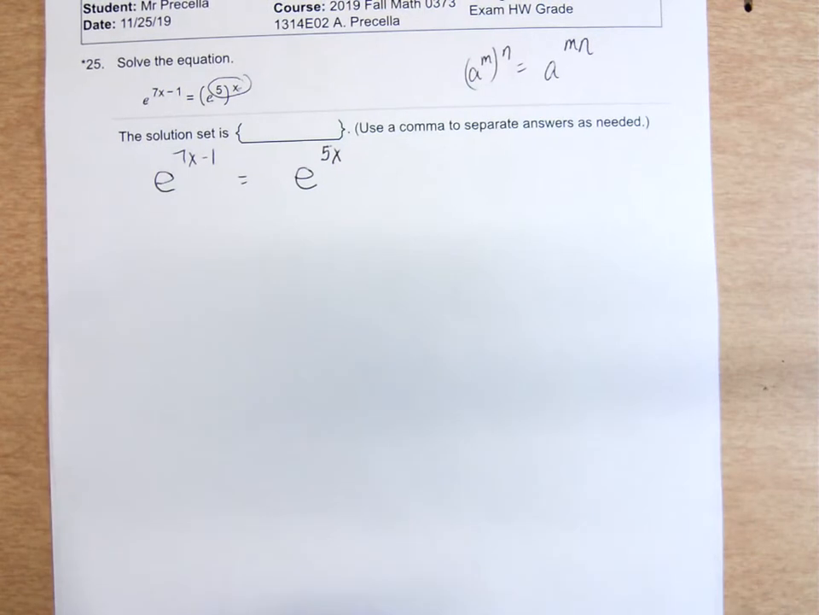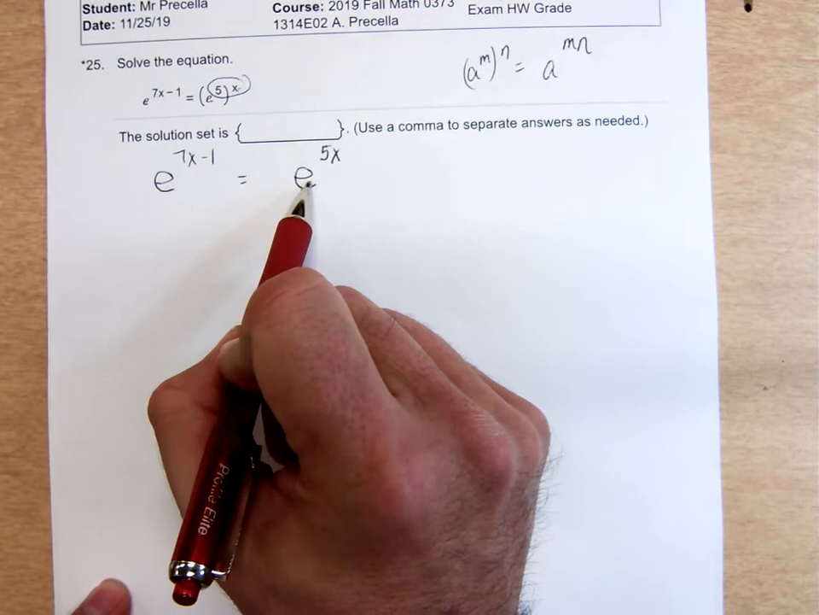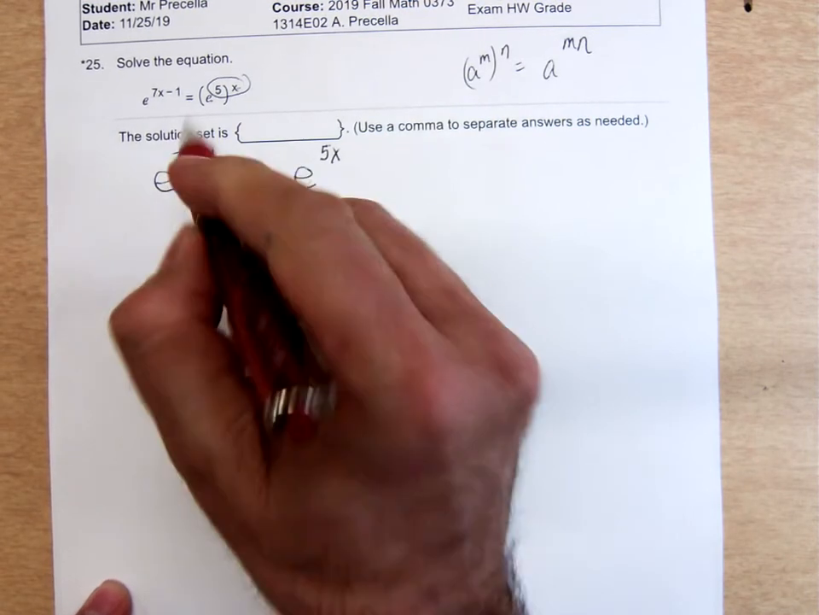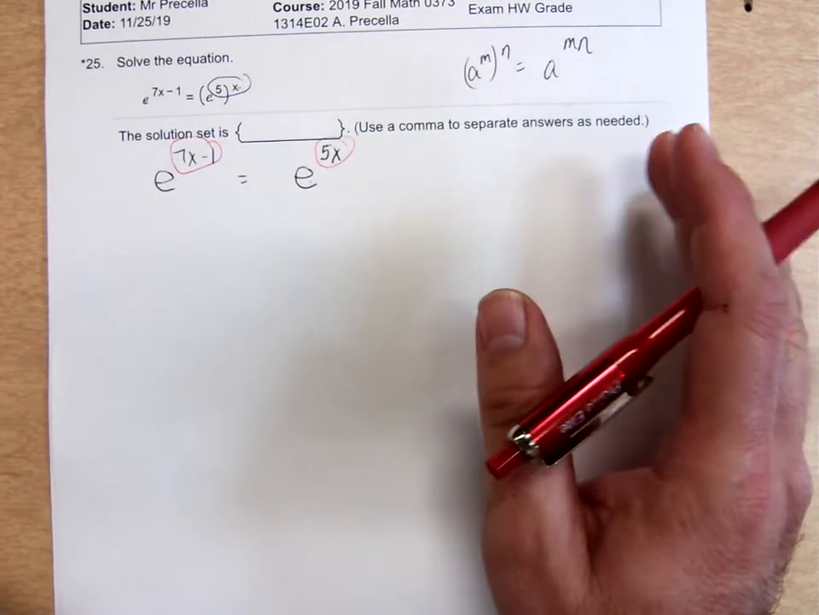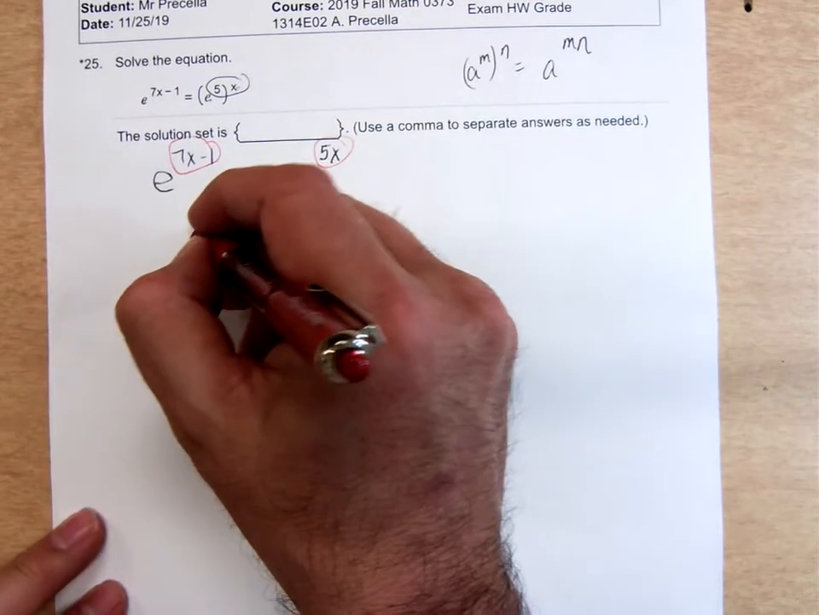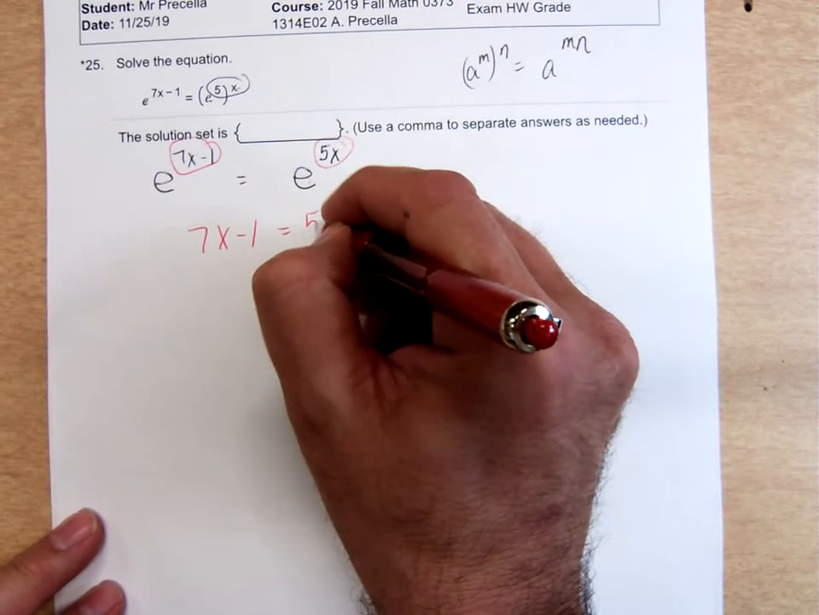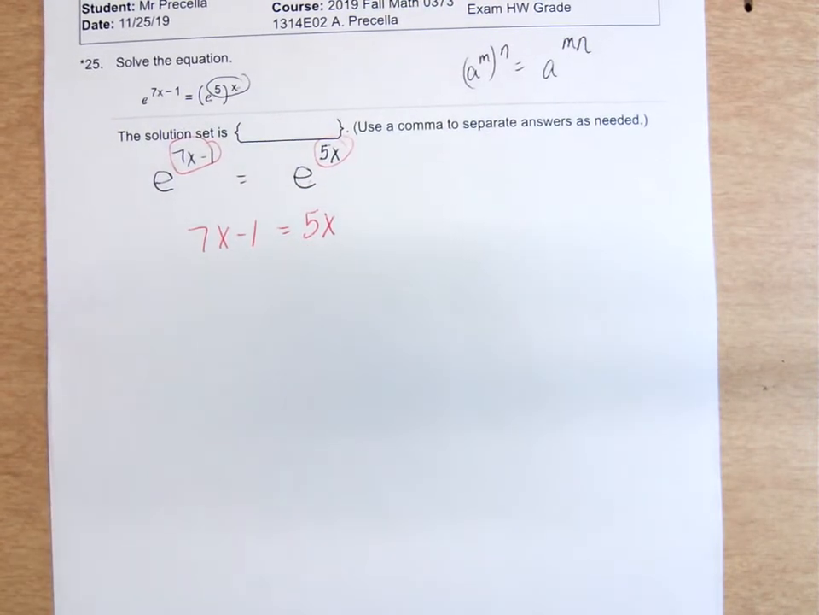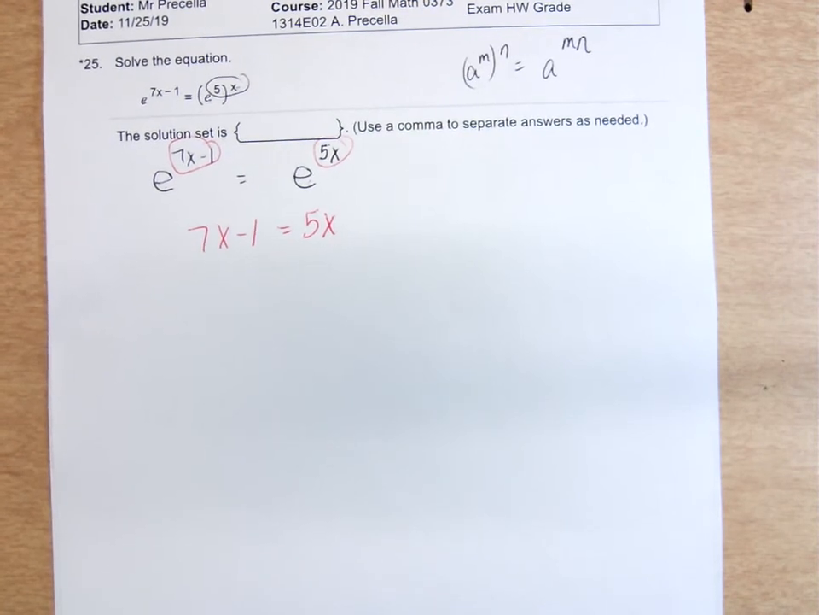So now that we have the same base on each side, the only way these can be equal is if the exponents are equal. So I'm dropping the e's and just solving the equation: 7x minus 1 equals 5x. My logic is if the bases are the same, the only way they can be equal is if the exponents are the same. And let's see, how do I want to solve this for x?